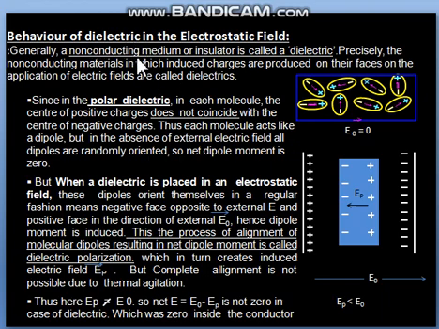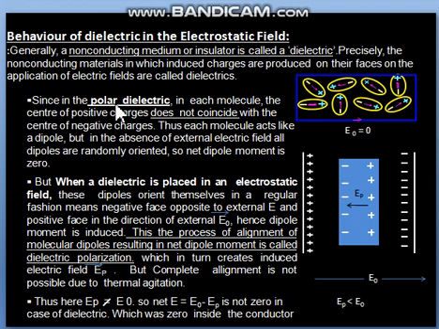Whenever an insulator develops two opposite types of charges on its opposite faces, then it will be called dielectric. Di means two and electric means charges. So whenever two types of charges are developed on its opposite faces, the insulator is known as dielectric.